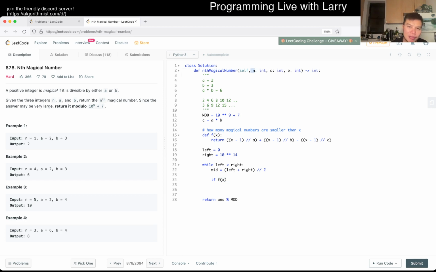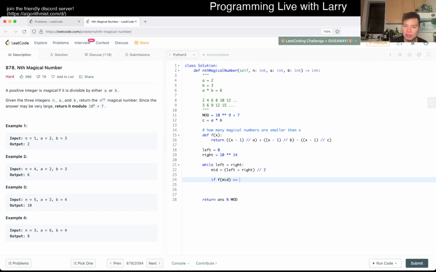So let's say we want to try to figure out the nth magical number, right? Then we ask ourselves, okay, given, not x, whoops, mid, what do we want, right? So the nth magical number would have exactly n minus 1 magical numbers smaller than it.